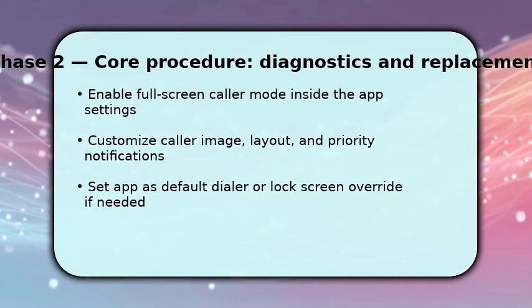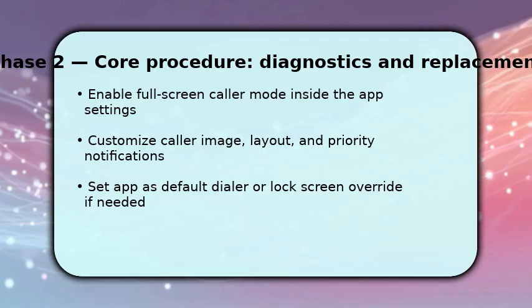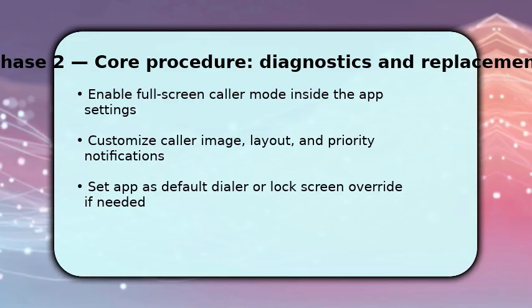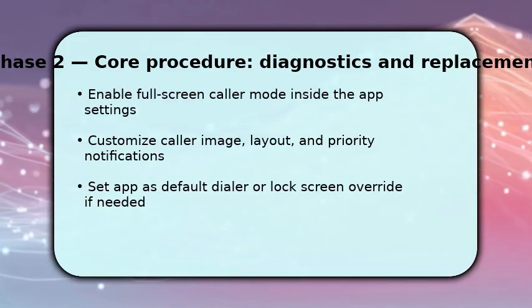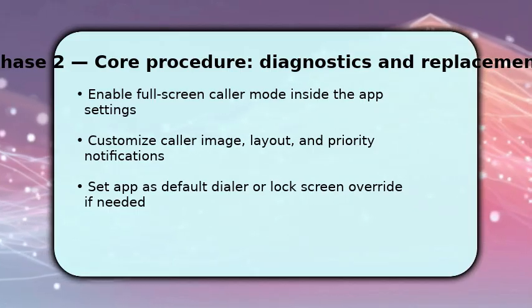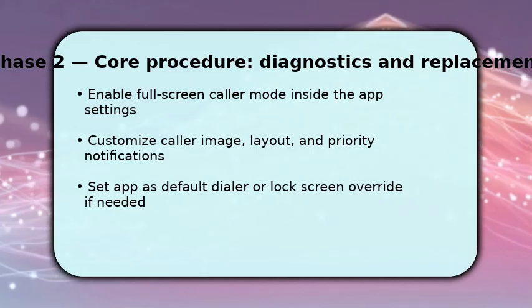Now you configure how the full-screen ID behaves. Open the app's display or call incoming settings and toggle full screen or incoming call cover. You should choose a large image, font size, and layout to ensure visibility. Make it high contrast for readability. Then enable priority notifications so calls aren't suppressed by Do Not Disturb.